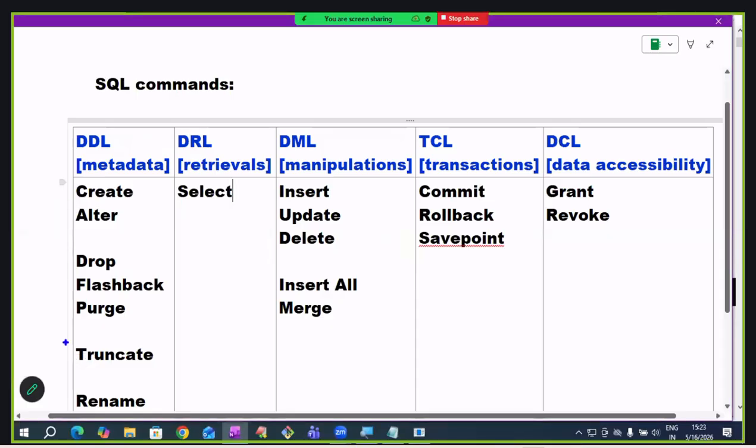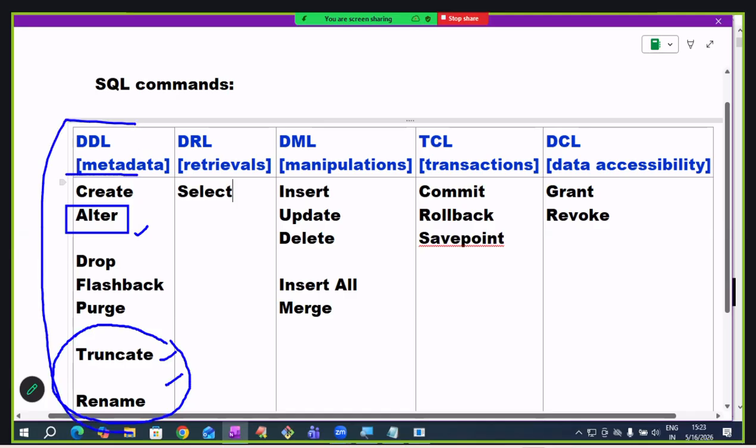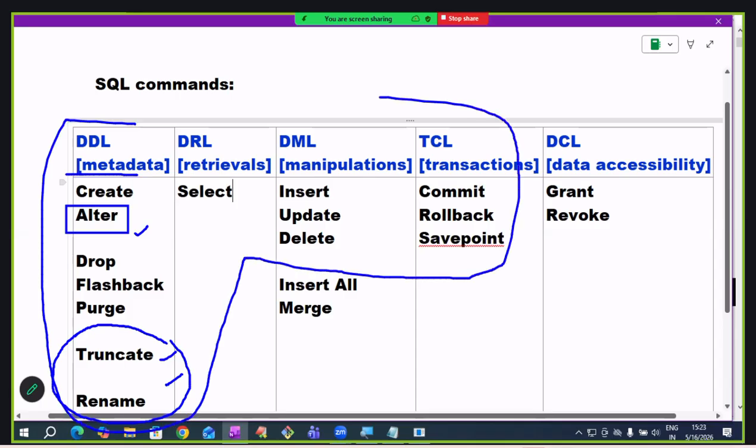Otherwise, now I explain about the alter command, sir. After that, truncate will be there, rename will be there. These are small topics only. On Monday, I will explain. So with this, the SQL commands topic will be finished. 14 commands will be finished.